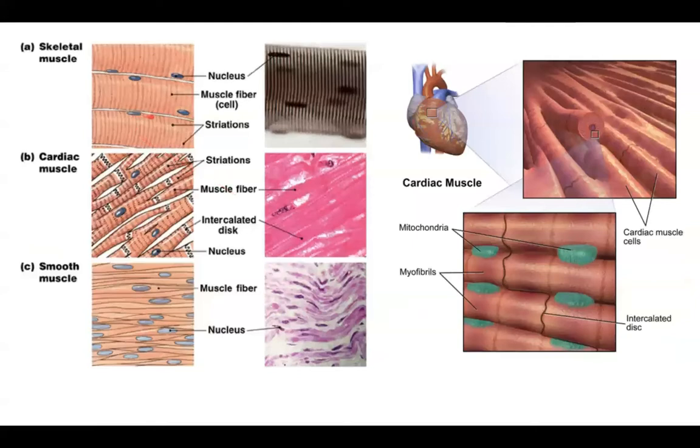In the skeletal muscles, you can see the striations very clearly. The cardiac muscles have the striations, but they also have a structure called the intercalated disc. This intercalated disc is a structure found only in the cardiac muscles. The smooth muscle fibers have no such striations. So the cardiac muscles are unique, in that they are found only in the heart. They are not found anywhere else in the body.